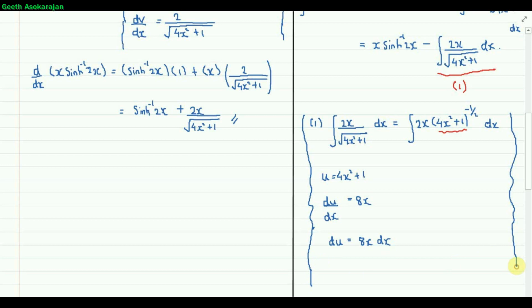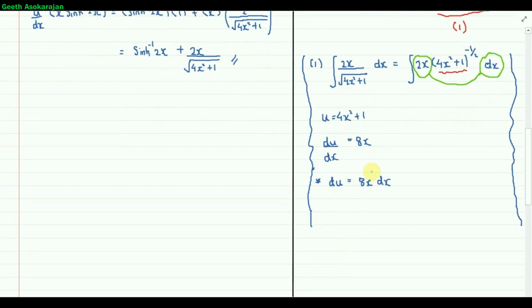Now let me have a little stop and think moment. So this little star means a stop and think moment. If we think about this, in our integral we need to substitute or replace a 2x dx. So we need to replace 2x dx, but at the moment we have 8x dx. So we need to make this 8x dx a 2x dx to replace these two terms.